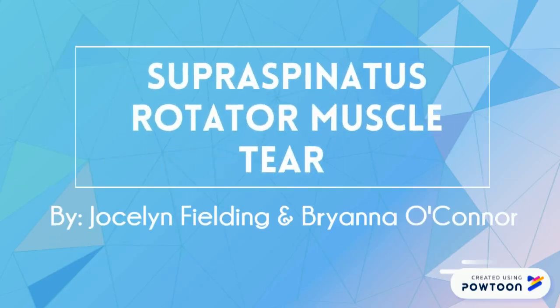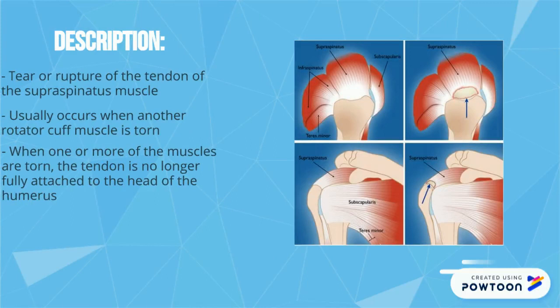Supraspinatus tear. It is a tear or rupture of the tendon of the supraspinatus muscle. When the muscle is torn, the tendon is no longer fully attached to the head of the humerus.